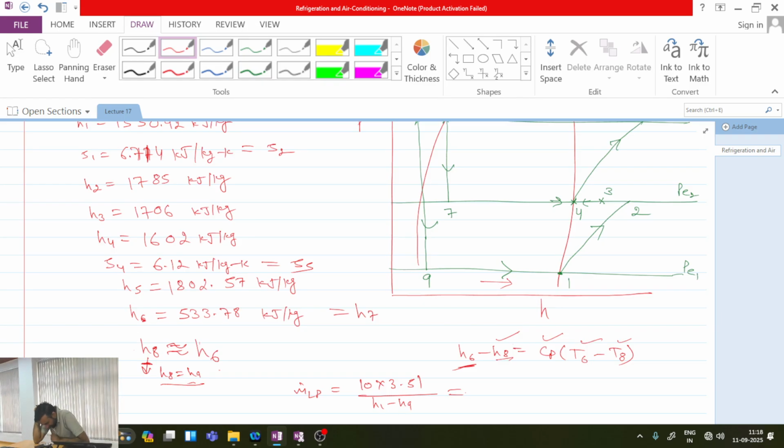Now the issue is, I do have the value for H8 and 9, but these enthalpies are from different table. So as these are from different table, it is not matching to your table. 0.029.